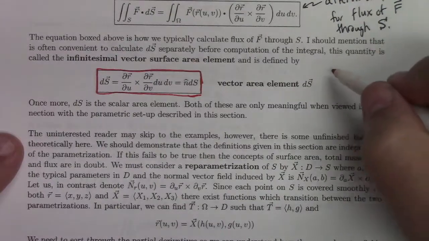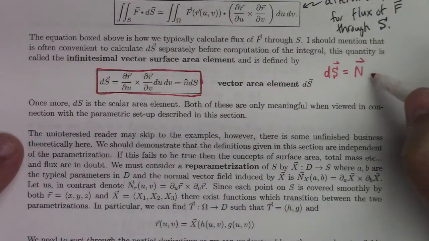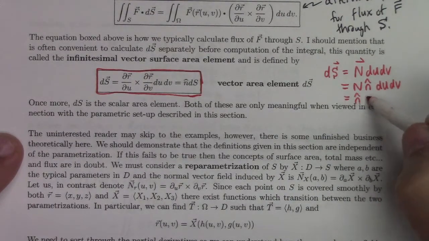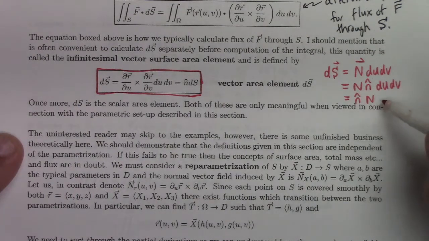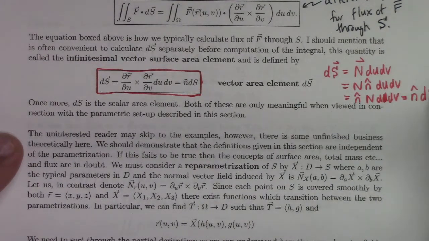So dS vector, I'll write it over here. dS vector is straight up big N, not normalized, du dv. But what is big N? Big N is the magnitude times n hat, du dv, which we could also write as n hat, magnitude of the normal, du dv. But the magnitude of the normal du dv is exactly dS, so that's n hat dS. So that's the circle of notation here.